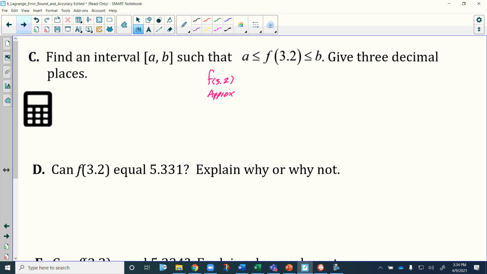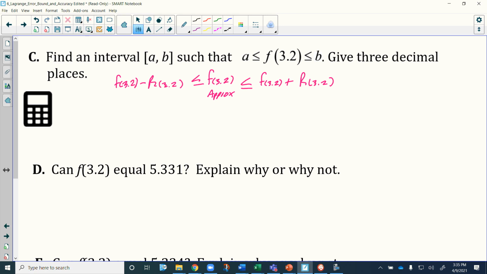Okay, that has to be less than or equal to the approximation f of 3.2 plus the remainder at 3.2. But it also has to be greater than or equal to the approximation of 3.2, not plus, minus the remainder at 3.2. And this is really why we wanted to save those numbers on your calculator, because they're not going to be very nice numbers.